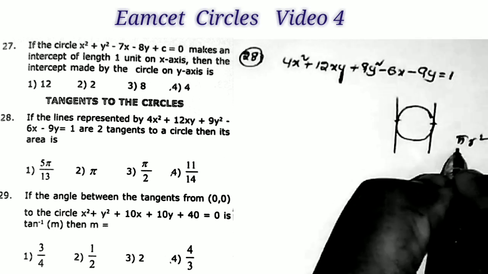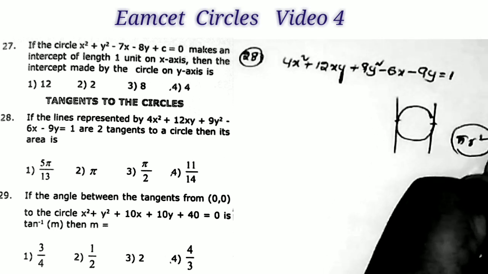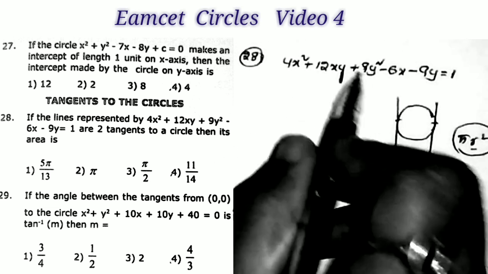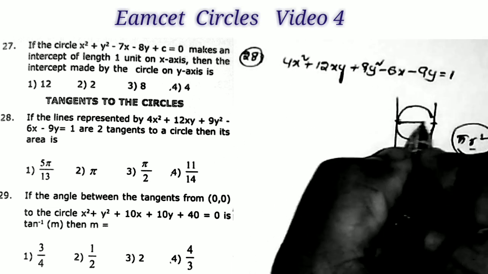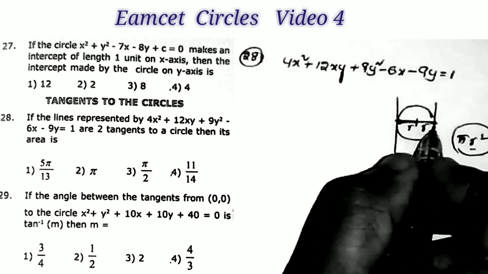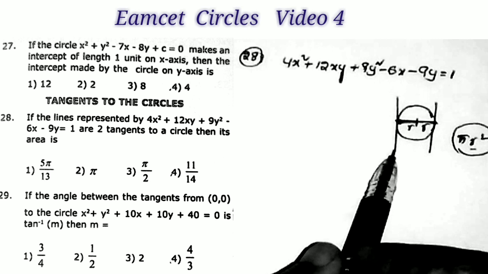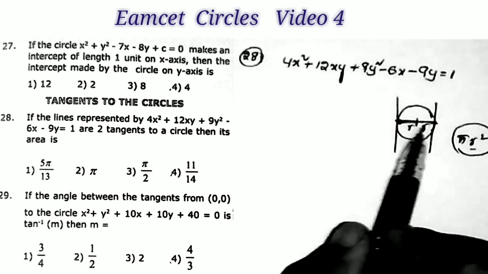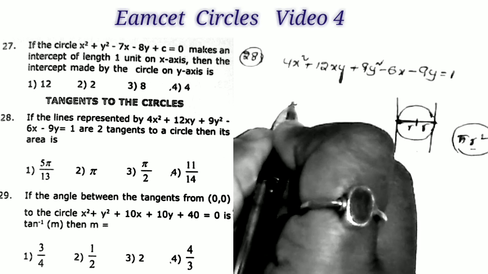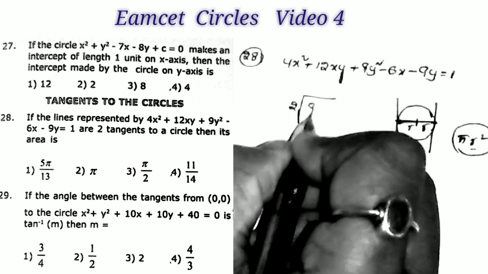What is the area of the circle formula? Pi r square. That is, we want the r value first. By using the lines, first we have to find the r value. Now how to take the r value? Here, the distance between the two parallel lines is nothing but the diameter, that is equal to 2r. So first I am taking the distance between the two parallel lines.